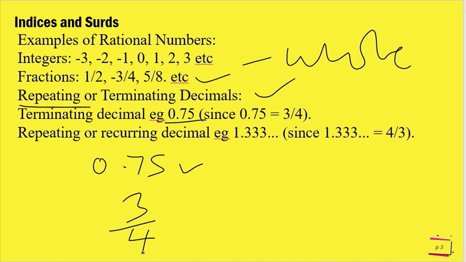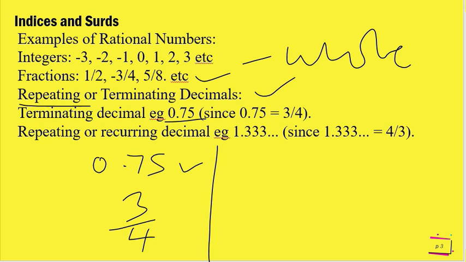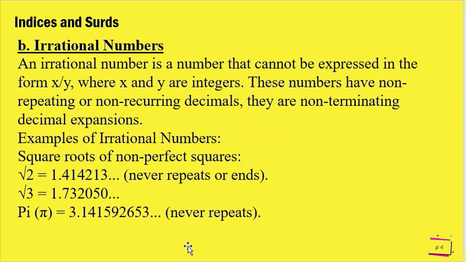Now for a repeating or recurring decimal, we have an example of the fraction 4 over 3. This fraction gives us a recurring decimal, which is 1.3, where 3 is recurring. The 3 is repeating itself, so we have a dot at the top there. All these are what we call rational numbers. Now what are irrational numbers?